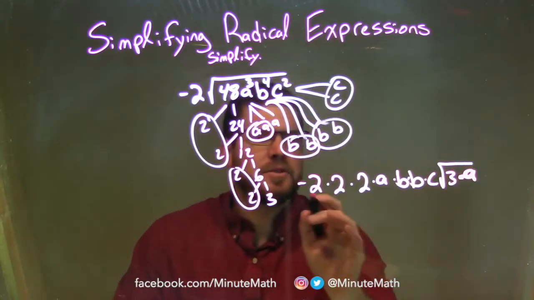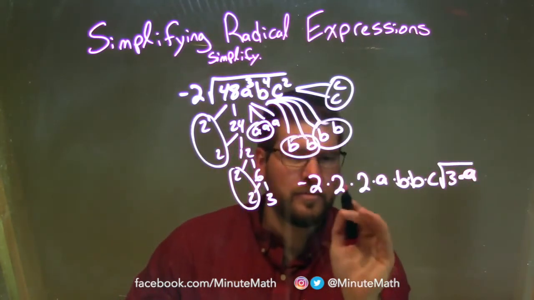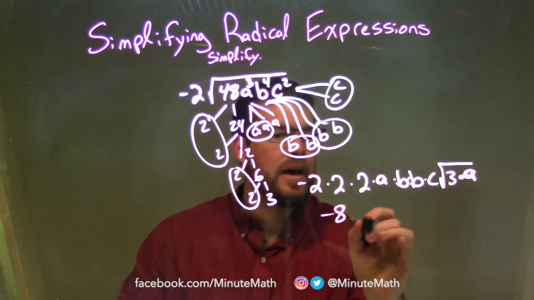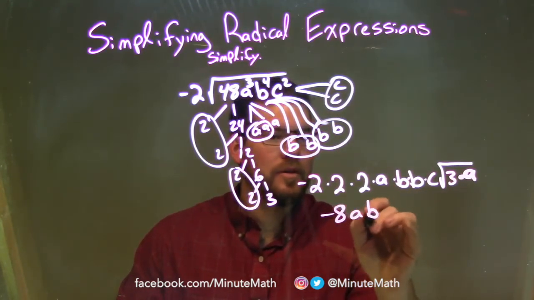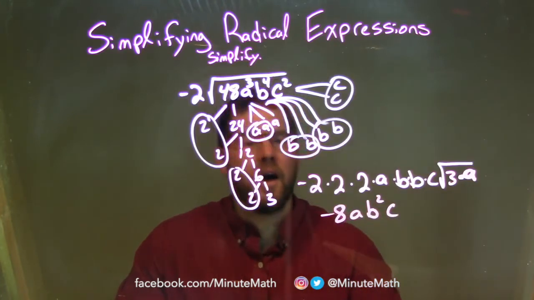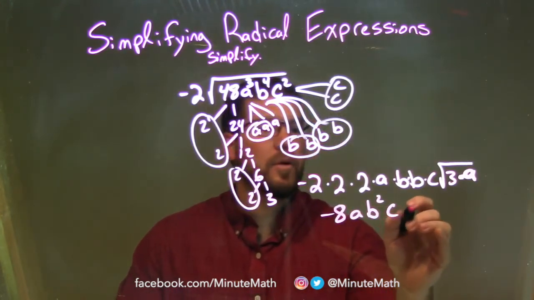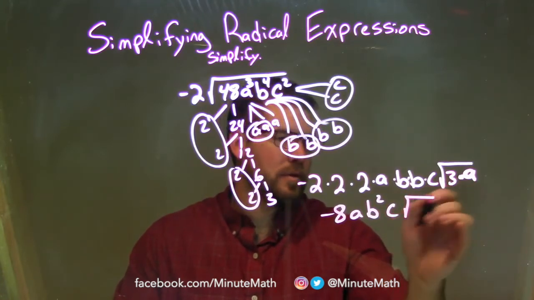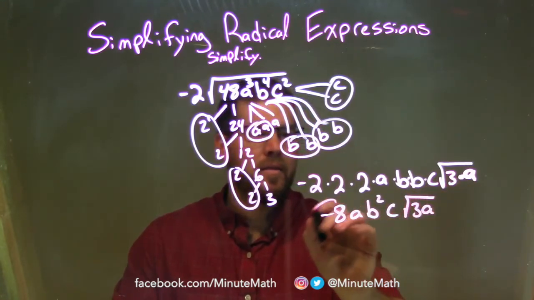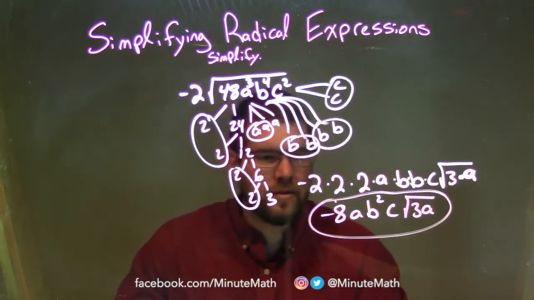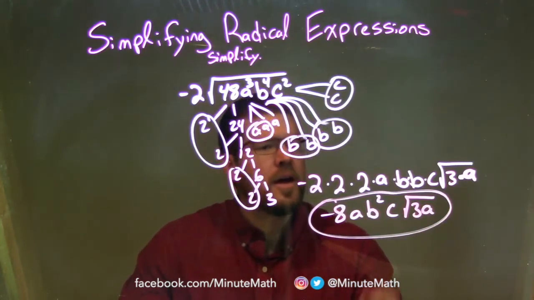So now let's simplify. Negative 2 times 2 times 2 is a negative 8. We have A there, B times B is B squared, C, so we have our ABCs there, negative 8AB squared C, times the square root of what's left inside the square root, just 3A. That is our final answer, negative 8AB squared C times the square root of 3A.